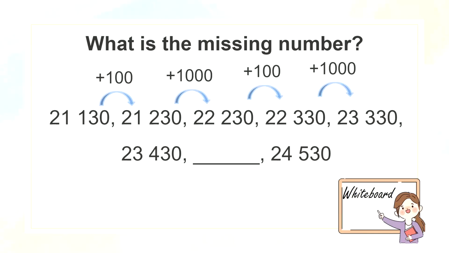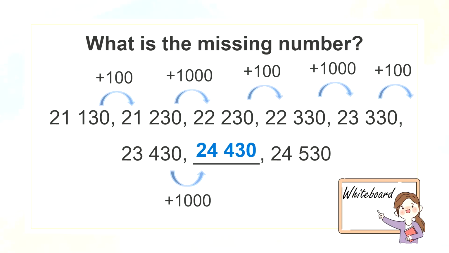23,330 to 23,430, is that adding 100? Yes, which means to get the missing number, we need to add 1,000 to 23,430. And what is this missing number? 24,430. And we can check that from this missing number, to get the next number, we add 100.